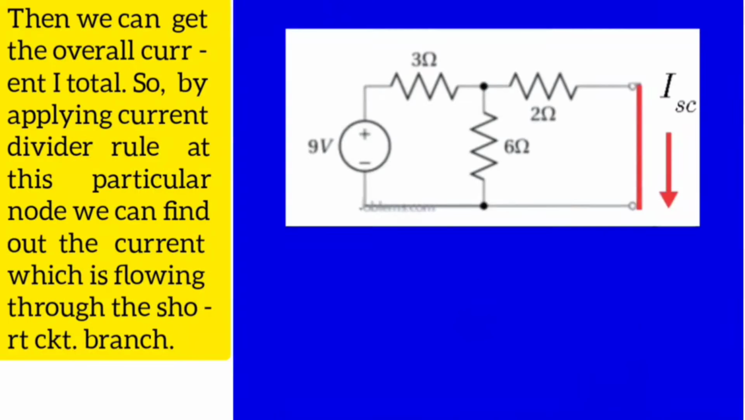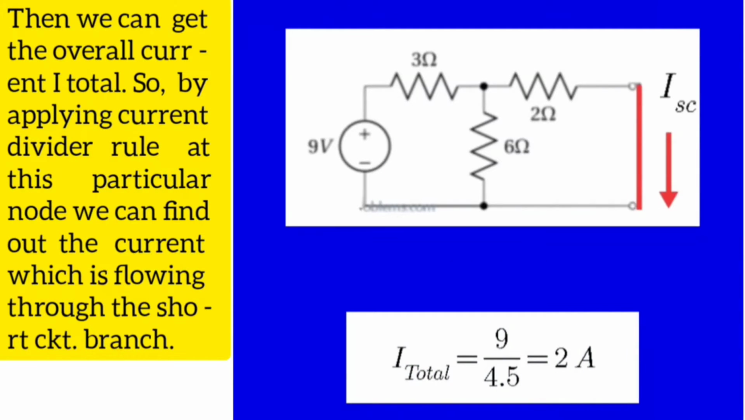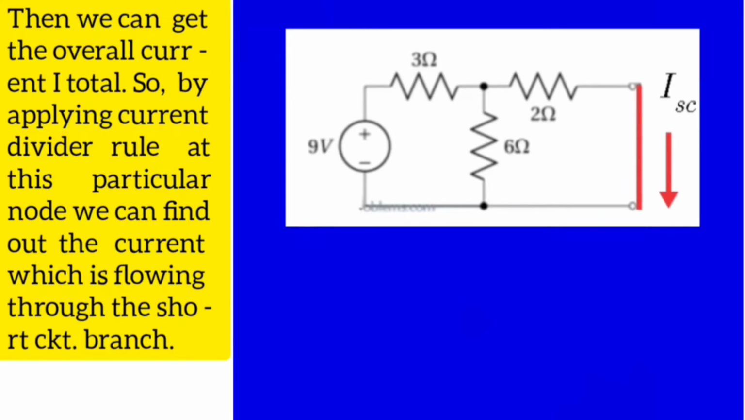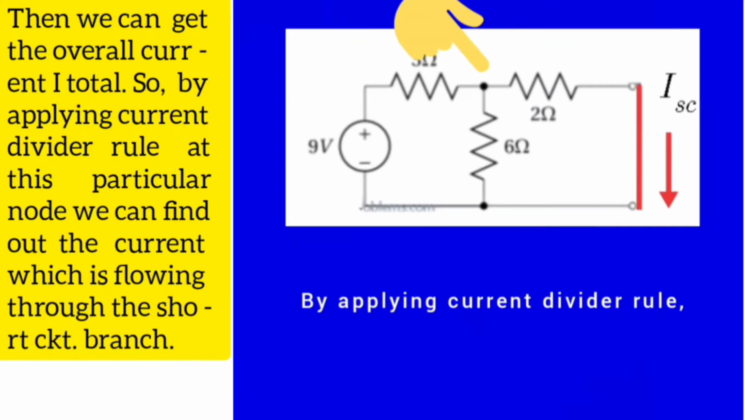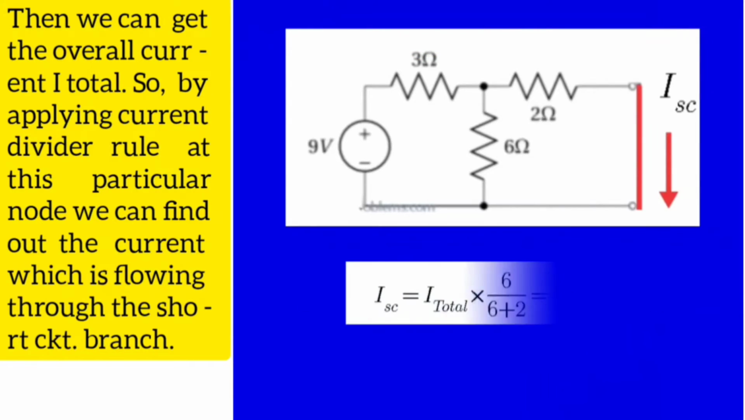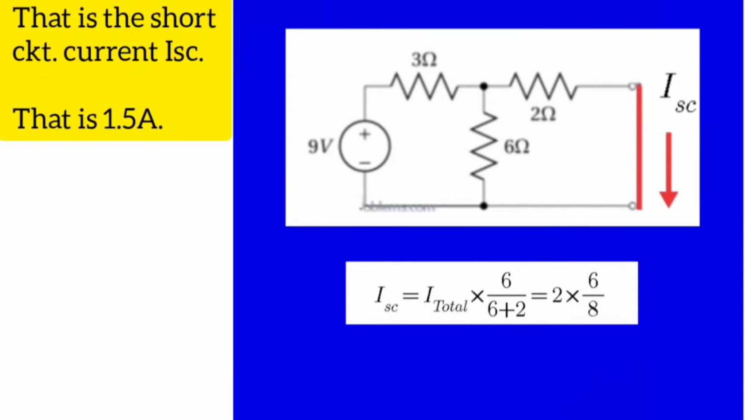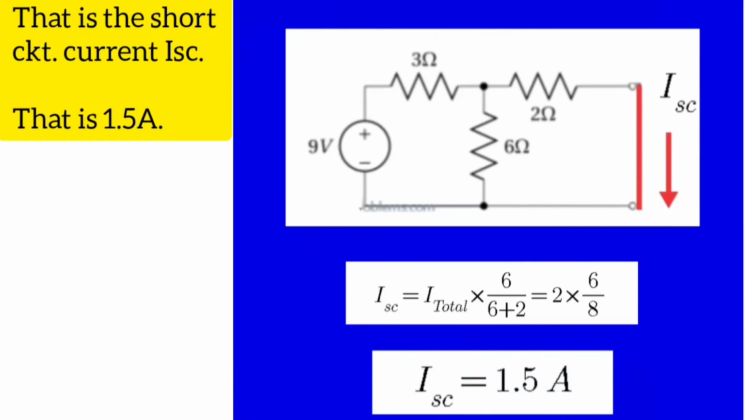Then we can get the overall current I total. By applying the current divider rule at this particular node, we can find out the current which is flowing through the short circuit branch. That is the short circuit current ISC, that is 1.5 ampere.